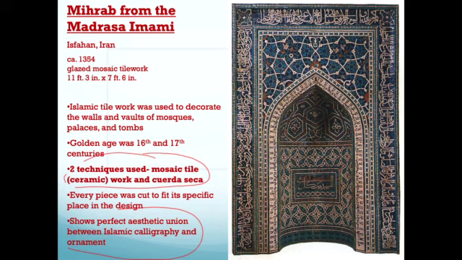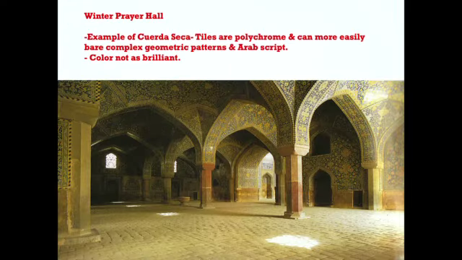And again, this is just an example of a semicircular niche, what a mihrab would look like, which would be in the Qibla wall of this madrasa. And it also highlights some of the mosaic ceramic techniques. This was known as cuerda seca, all right, and it shows that perfect aesthetic union between Islamic calligraphy and ornamentation. This was known as the golden age of Islamic art inside of modern day Iran.